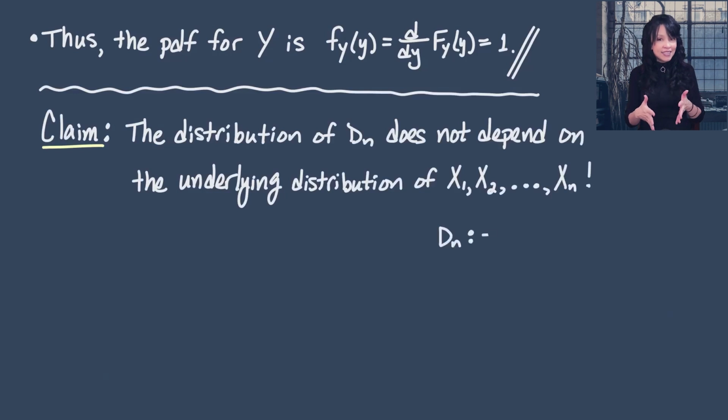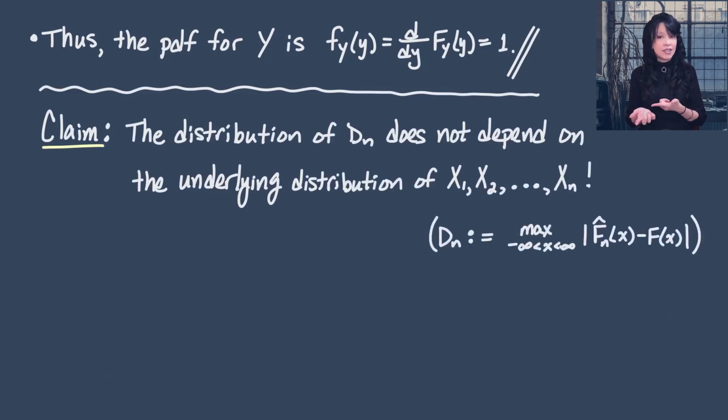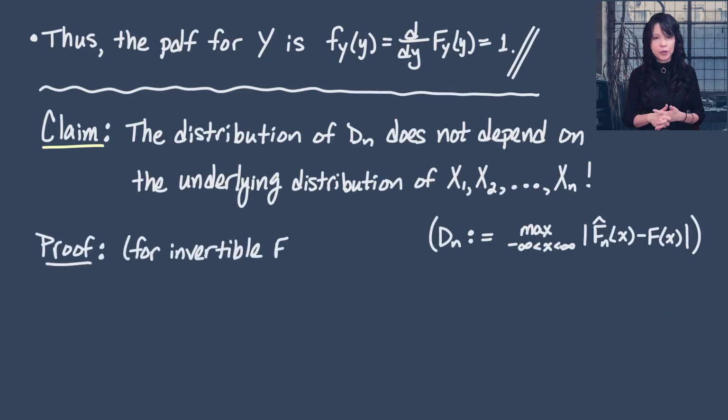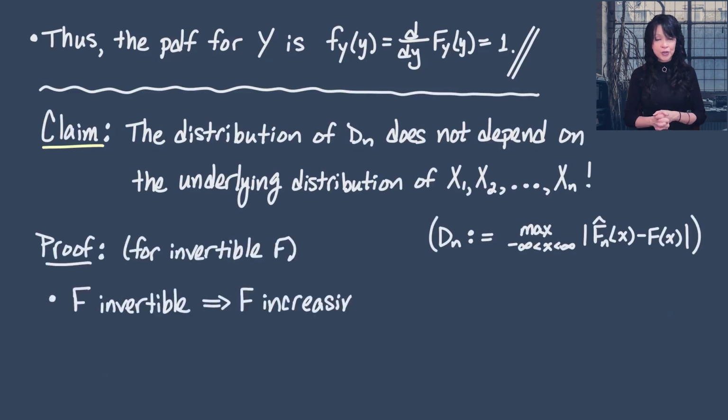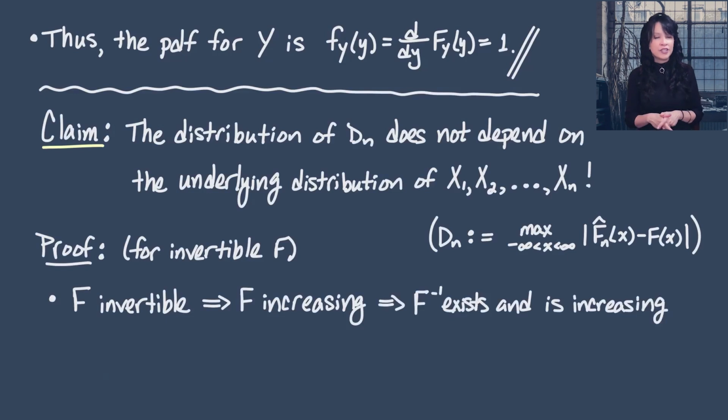The D_N statistic looks like this. And it looks like it's dependent on the CDF capital F for the underlying distribution. I see it right here, but I claim that the distribution, the way it behaves, is actually independent of this F. Let's prove it. Again, I'm going to prove it for invertible F just for brevity. So suppose that capital F is invertible. A CDF is non-decreasing, so if it's invertible, it's actually strictly increasing. F inverse exists and is also strictly increasing.